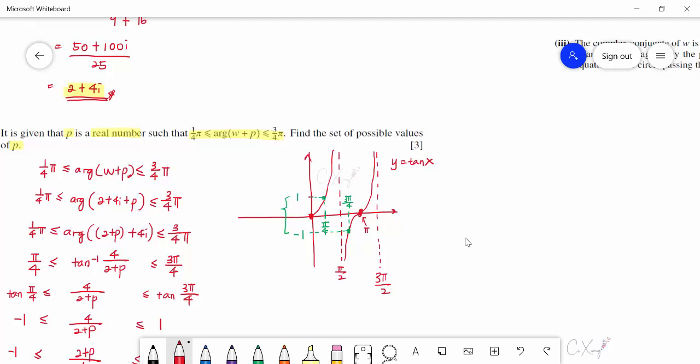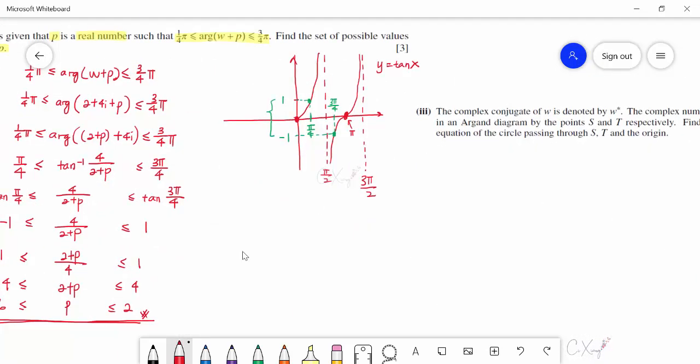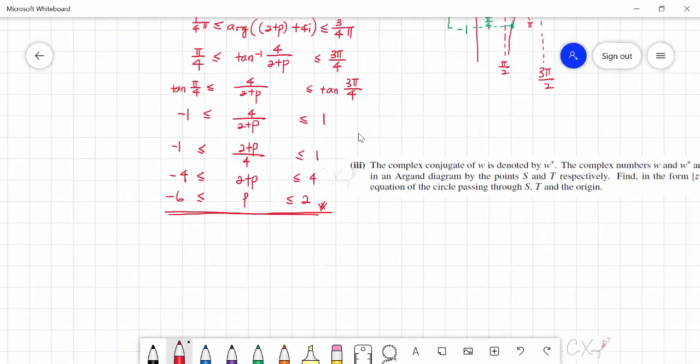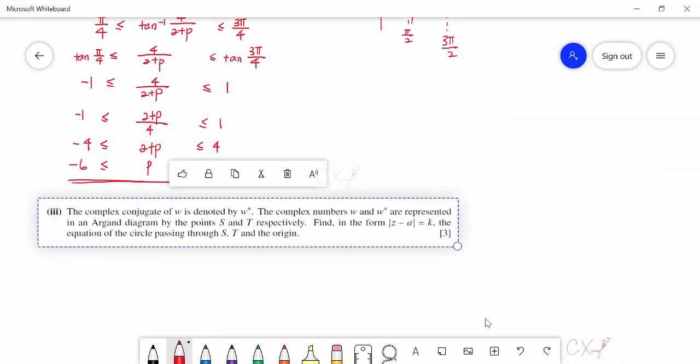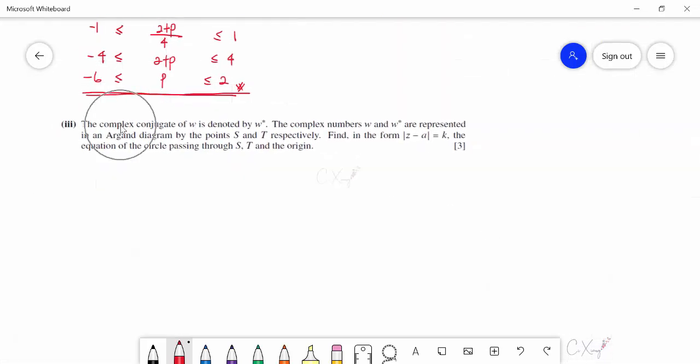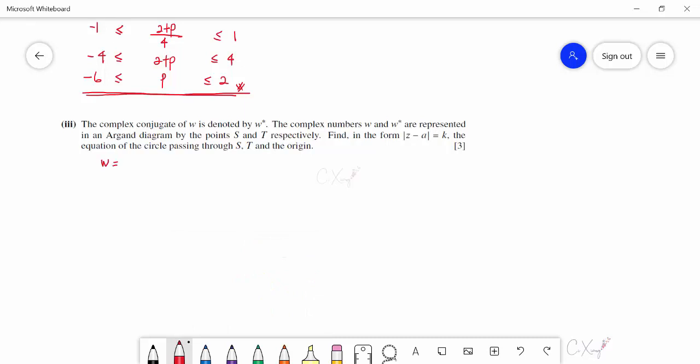Okay, so for part number 3, let me scroll down. So this is what we have for part number 3. Now they tell us that the complex conjugate of the W is denoted by W star. So again, just to recall, what is the W actually for us? Our W is 2 plus 4i. Therefore, the W conjugate will be 2 minus 4i.